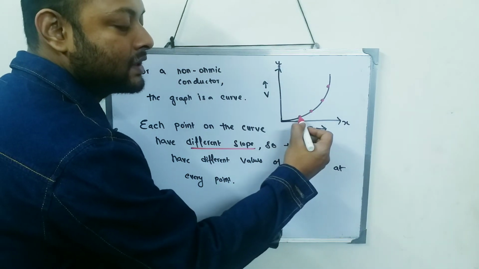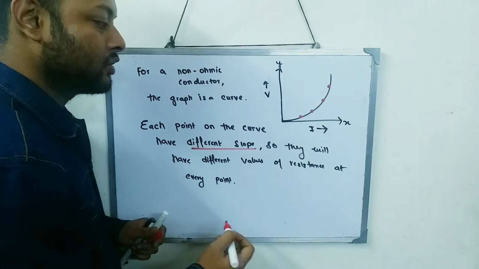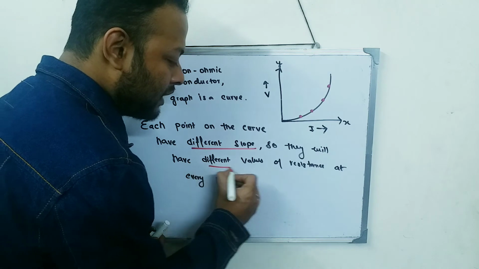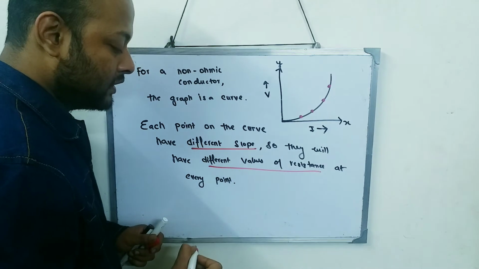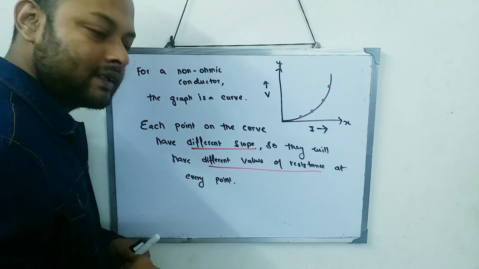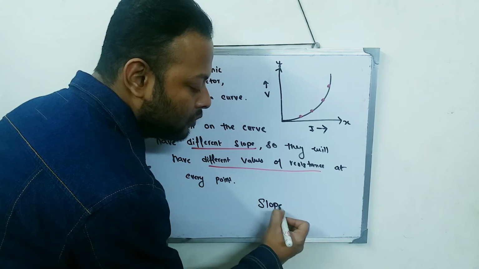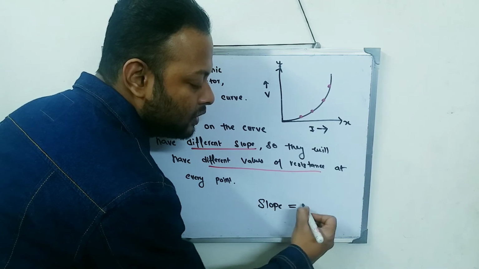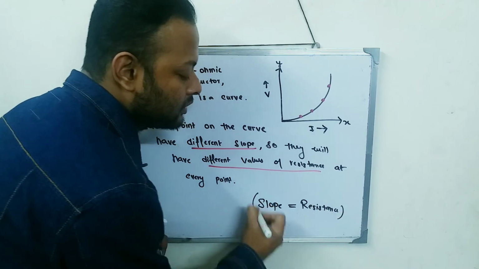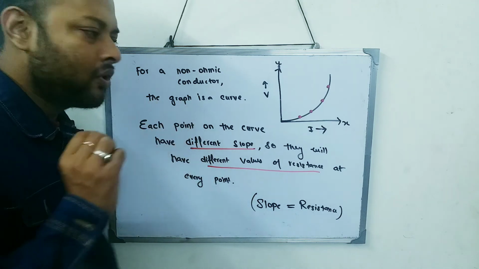Over here they have a different slope, this point has a different slope, this point has a different slope, this point has a different slope. So if they have different slopes, they will have different values of resistance, because the slope represents resistance. So this you have to know: slope is equal to resistance. Okay, so we have to understand this by one small example.